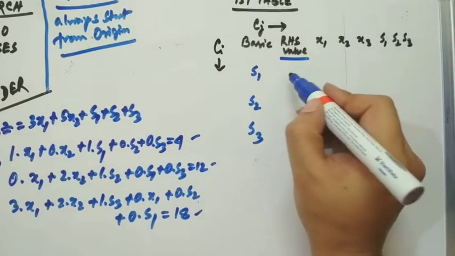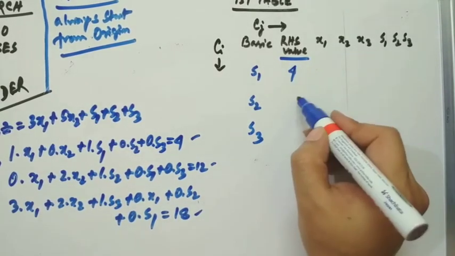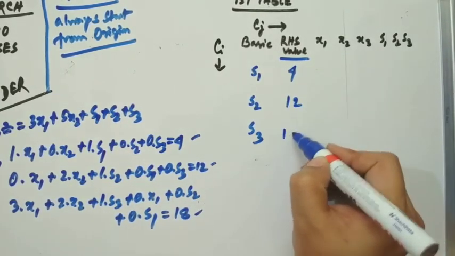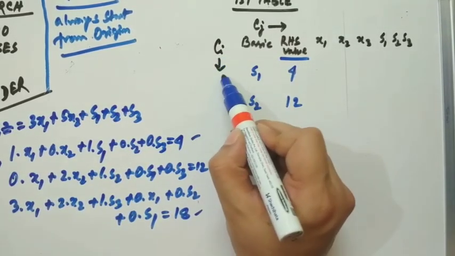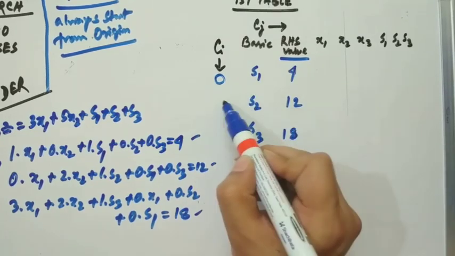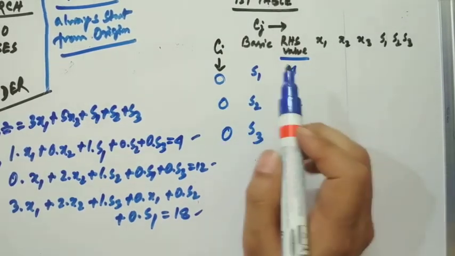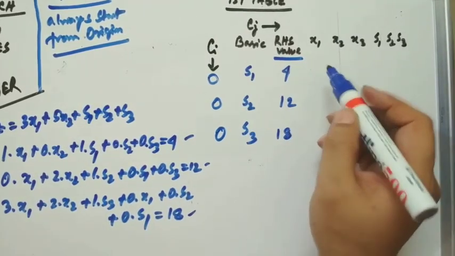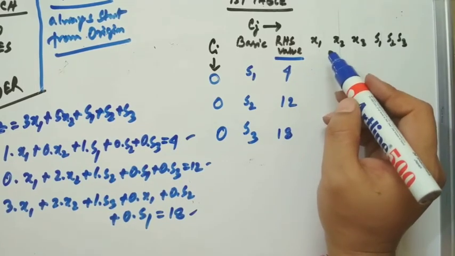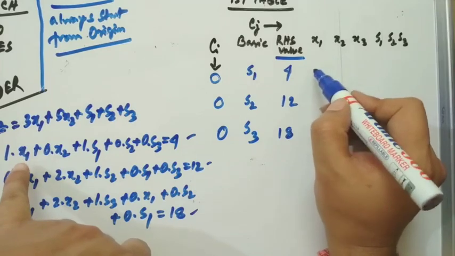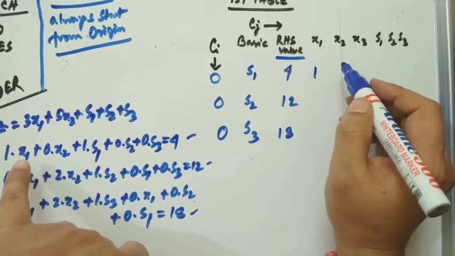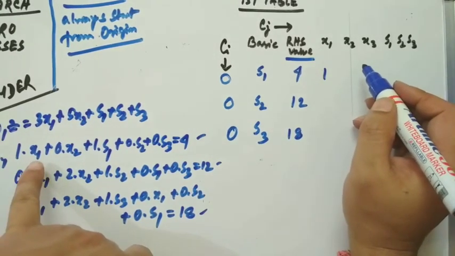Okay. So just write it over here. 4, 12, 18. Okay. Now for this C1, S1 is C1 value. For S1 we have 0 value. S1, S2, S3 all are 0 value. Okay. Now under x1 we have to write, look, for x1 we are having 1. Okay, this is 1. Okay, you can see from here.